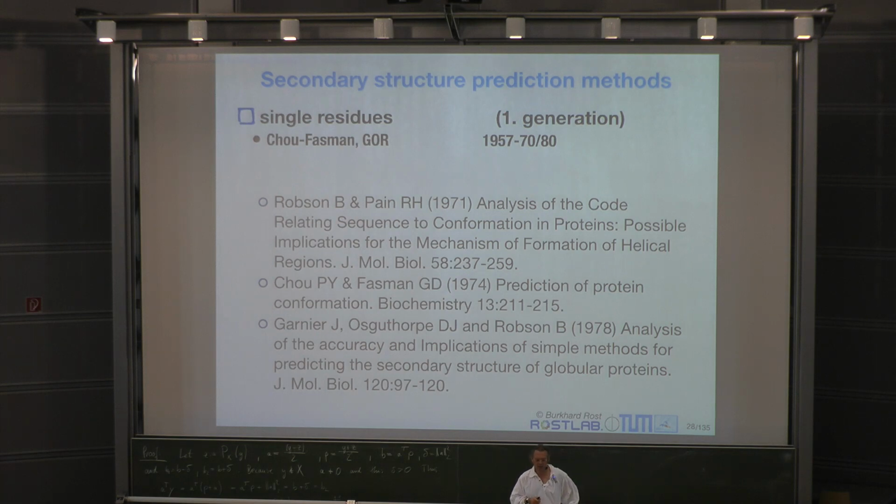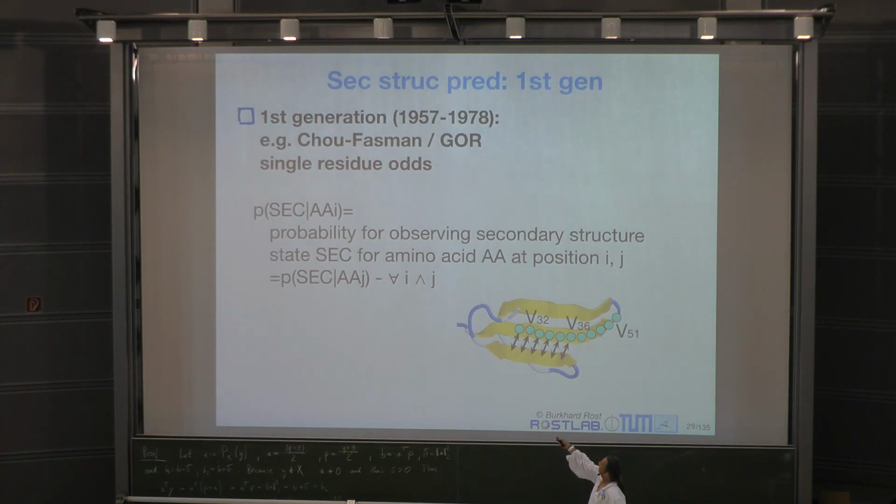And then GOR is a method that originally was started by Barry Robson. And the acronym here comes from Garnier, Osguthorpe and Robson, the three last names. Garnier was the biologist and Robson was the mathematician or the algorithmic person behind it. And essentially this is exactly it. So you look at a particular secondary structure and you say that the probability of forming a particular secondary structure depends only on the amino acid identity, implying that at two different positions the same amino acid will have the same probability to form this secondary structure.